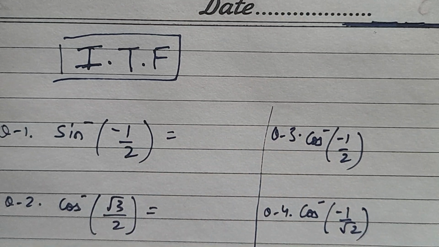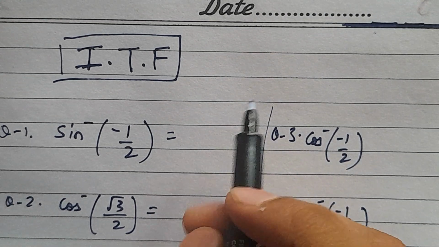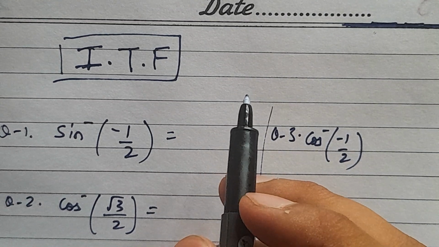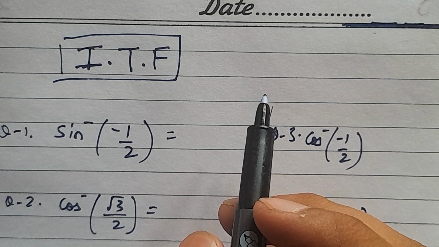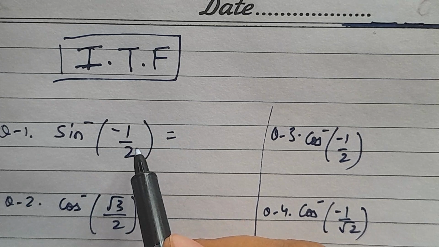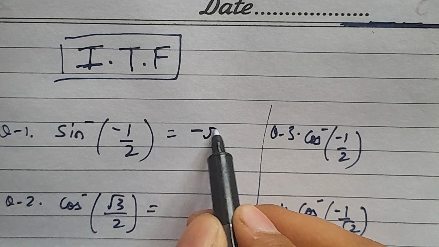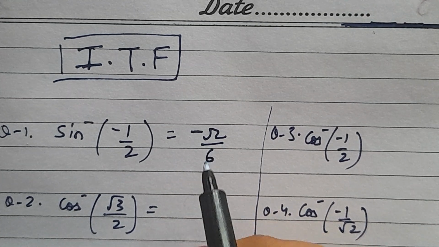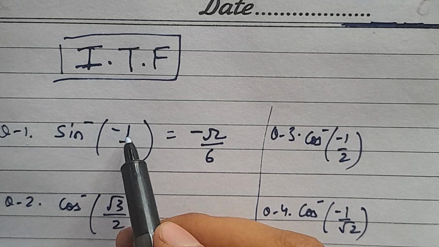As we know that in the fourth quadrant sine value is negative. So in the fourth quadrant, that is from 0 to minus pi by 2, we can write sine 30, that is pi by 6, which is 1 by 2. So minus 1 by 2 will be minus pi by 6. So I can also write sine of minus pi by 6 will be minus 1 by 2.